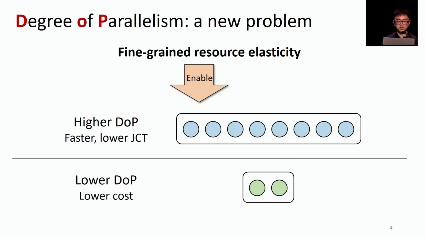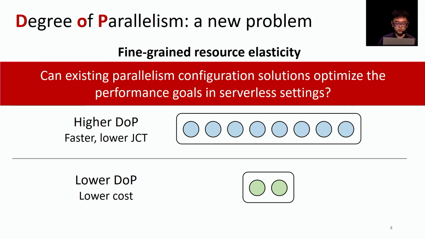And this paradigm introduces a new scheduling problem for serverless users. As we know, the number of parallel functions, or the degree of parallelism, or DOP for short, affects both JCT and the cost of the application. And the fine-grained resource scaling of serverless enables us to adjust the DOP of each stage. For example, a stage with high resource demands can leverage higher parallelism for lower JCT, while a stage with low resource demands can use fewer parallel tasks to save cost. And here we are wondering, can existing parallel configuration solutions optimize the serverless performance goals?